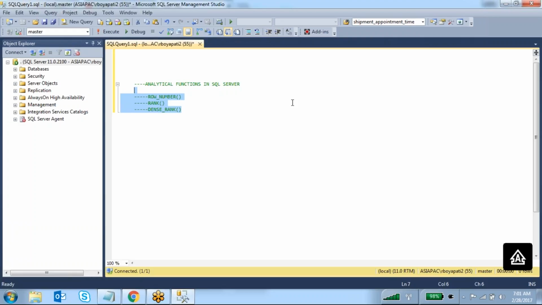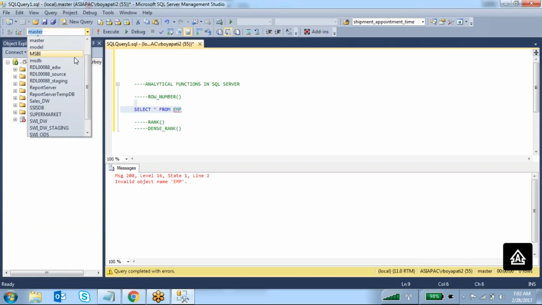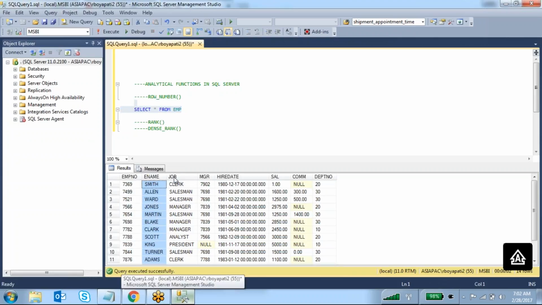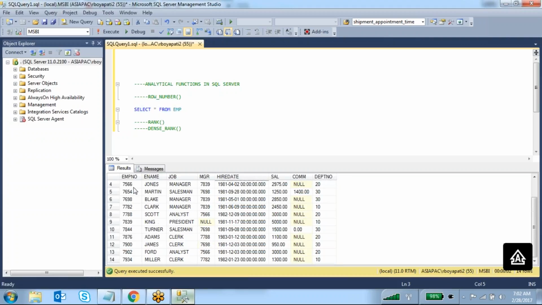So what exactly is this row number function doing? What is the purpose of using the row number function? For example, I have the data in this table. You have to select the proper database, that is MSBI. The columns are employee number, employee name, job, manager, hire date, salary, commission and department number. In total we have 14 rows in the table. For each row, when I apply the row number function, it will give a sequence number like 1, 2, 3, 4, 5, 6 and so on.